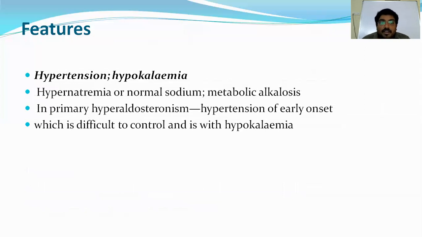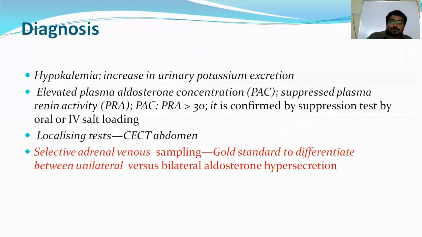What are the features? Hypertension and hypokalemia, hypernatremia or normal sodium, and metabolic alkalosis. If primary hyperaldosteronism, the hypertension is of early onset, difficult to control, and associated with hypokalemia. Hypertension, hypokalemia and metabolic alkalosis. And diagnosis.